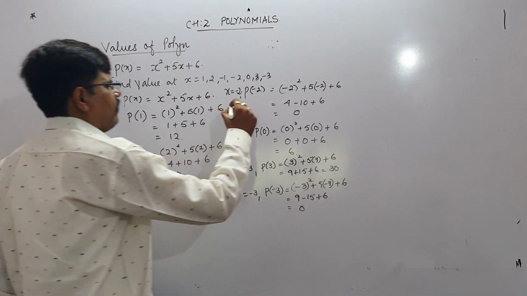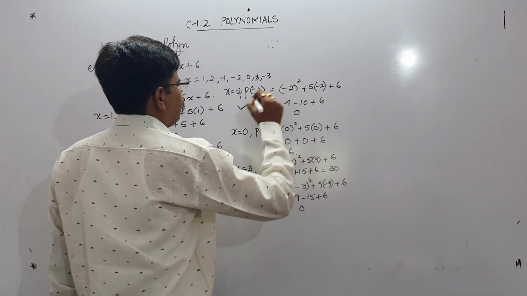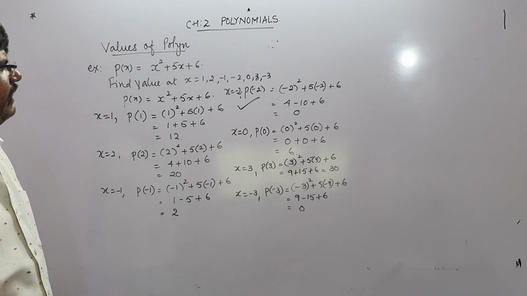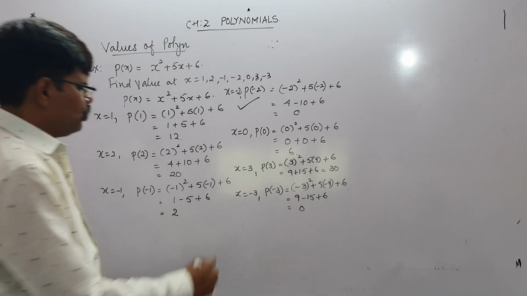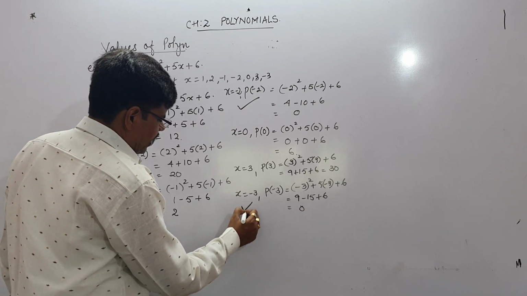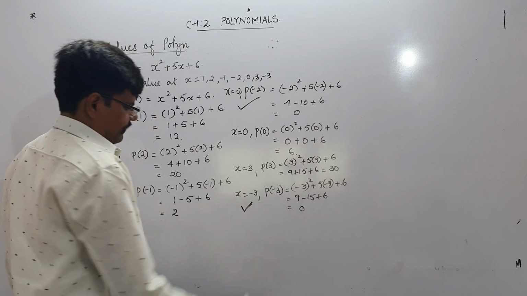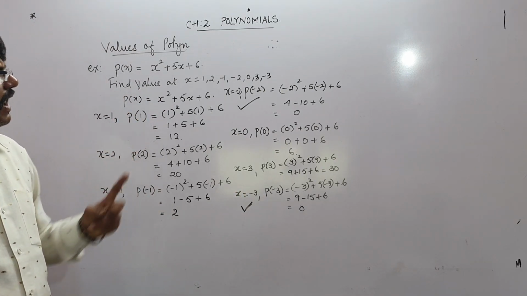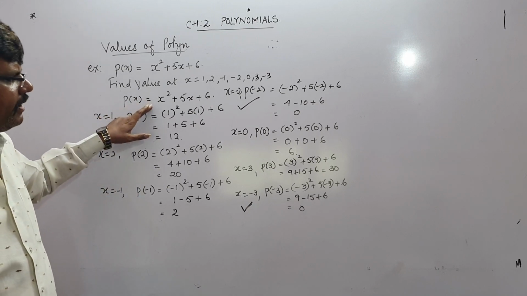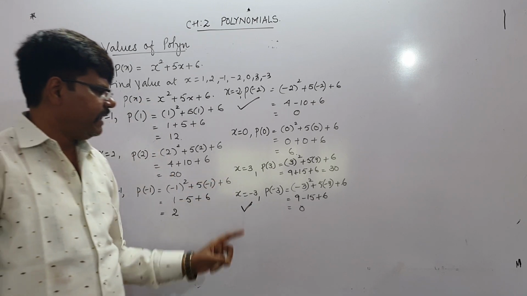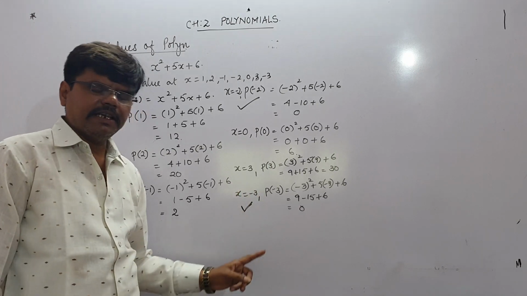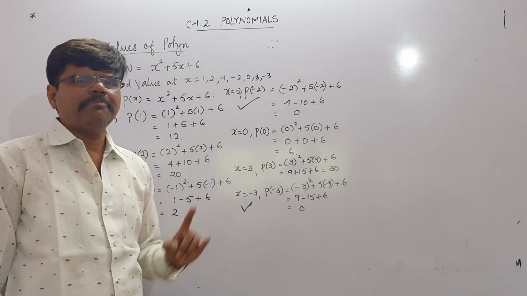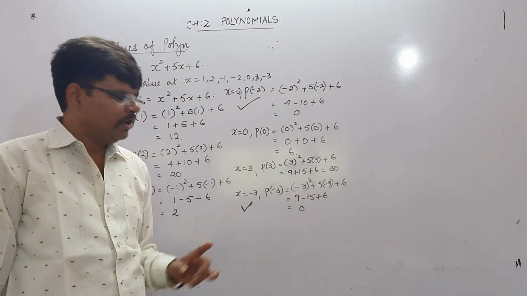For this particular sum, x square plus 5x plus 6, when we take x is equal to minus 2, as well as when we take x is equal to minus 3, when we replace the value of x as minus 2 in the polynomial, as well as x is equal to minus 3, the whole value of the polynomial becomes 0.